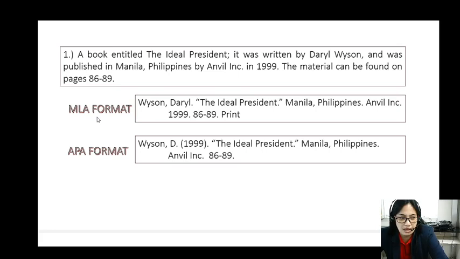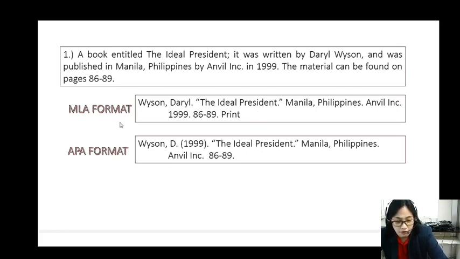So we have here the MLA format and the APA format. You can see also the difference in how they write a bibliography for this material. In the MLA format, you write the whole name of the author, surname and full name, followed by the title of the material, where it is printed, who published it, the year, the pages, and the mode used for this material.